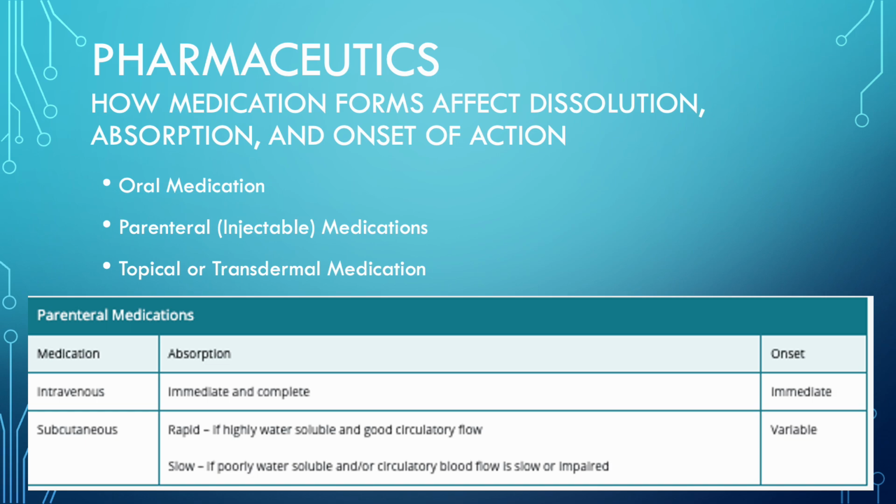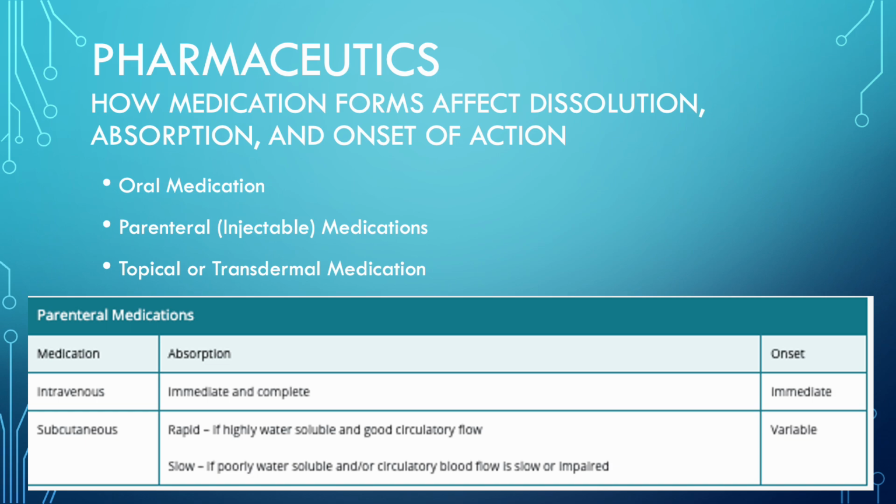Medications can be either water soluble or non-water soluble, which means that they are able to dissolve quickly in the water, and that's going to affect how fast the medication works. Another factor would be how fast a patient's circulatory blood flow is and how fast their tissues perfuse, right? So if you have good blood flow and adequate tissue perfusion, medication is going to be absorbed rapidly. But if you don't have good circulation and you're not able to get oxygen to your tissues, the absorption of that medication is going to be a lot slower.